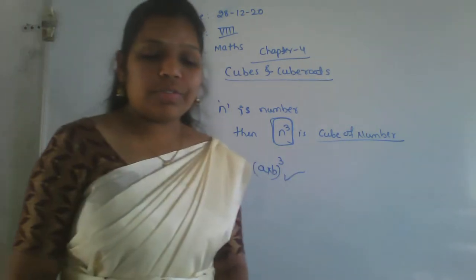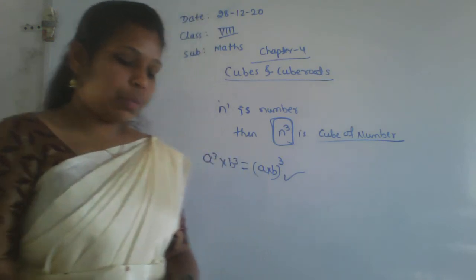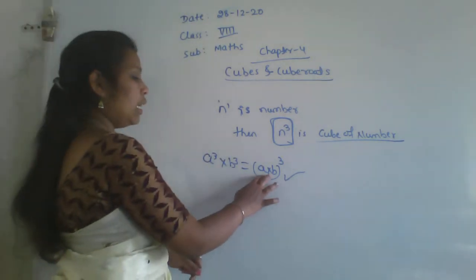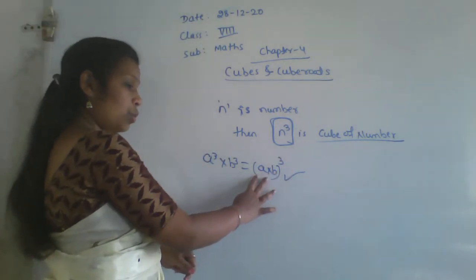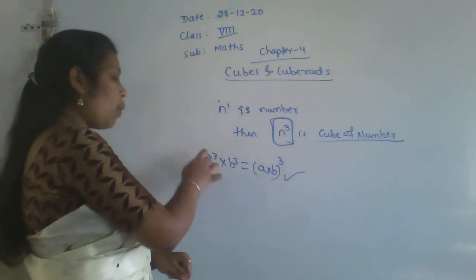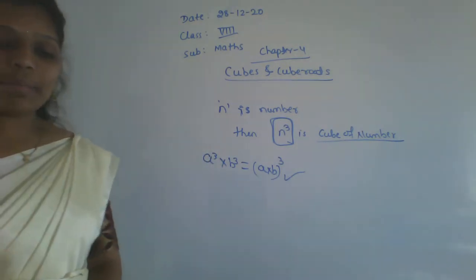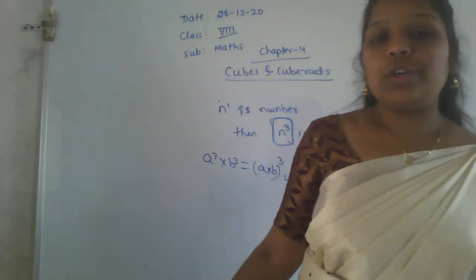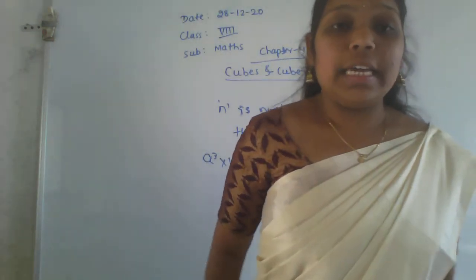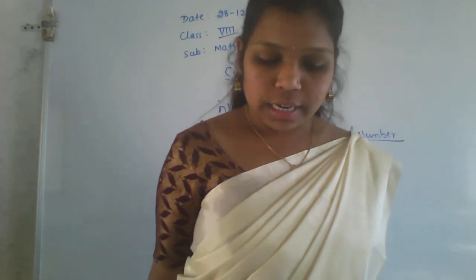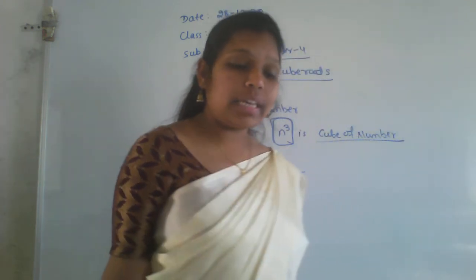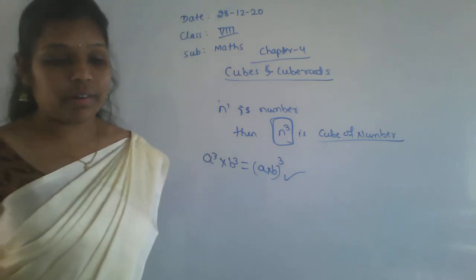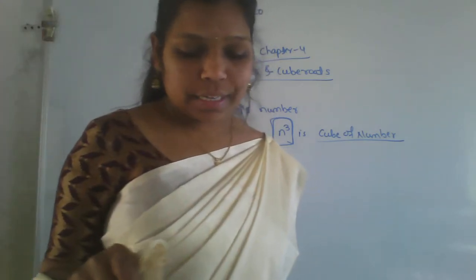Okay. So the product of the cubes of the two numbers is equal to the cube of the product of the two numbers. That is the meaning of this one. a cube into b cube is equal to a into b whole cube. Okay. It will be satisfied for each and every number. So that is one of the properties here.